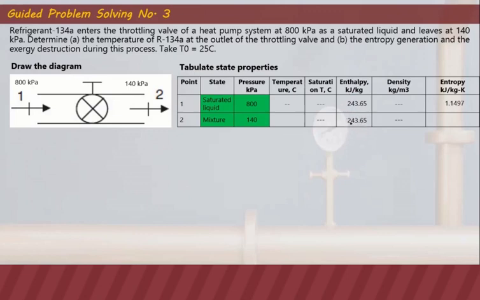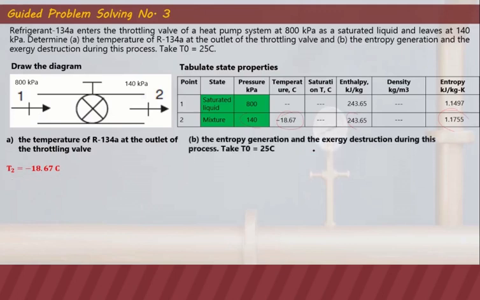And since we have enthalpy and pressure, we can get the entropy as well as the temperature when we input these values in the software. So 140 and 240 to get temperature and entropy. So we can get the temperature of refrigerant 134a at the outlet of the throttling valve as negative 18.67 degrees Celsius.